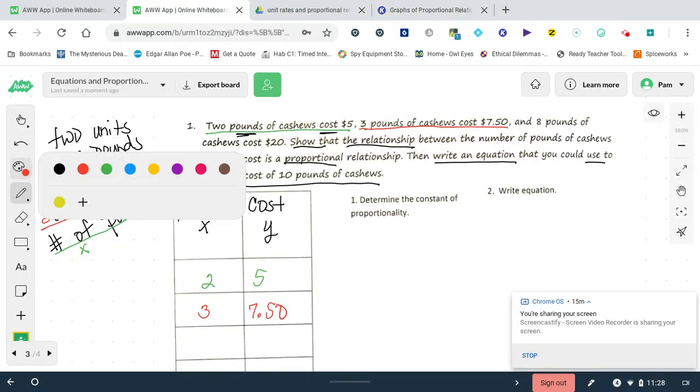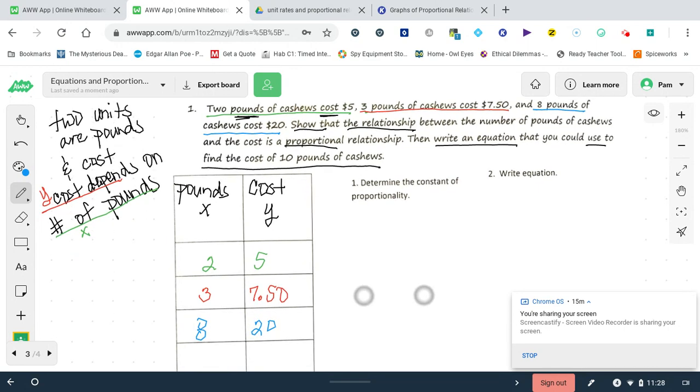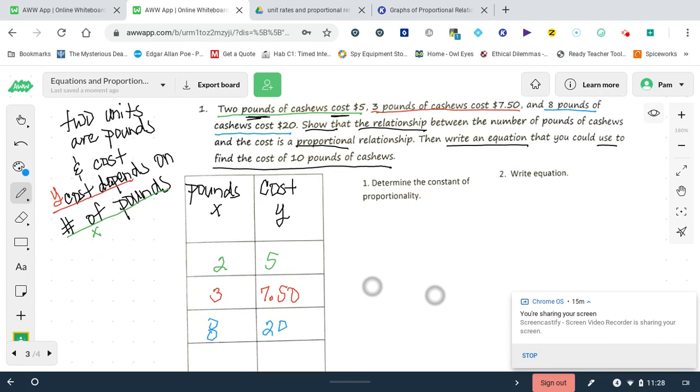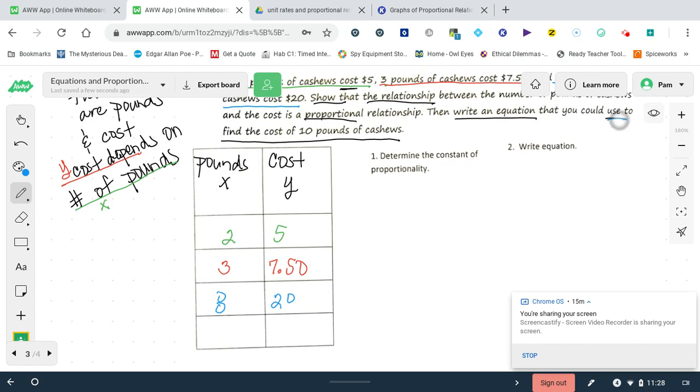And then we see that 8 pounds costs $20. And then we'll fill out the last part in just a little bit. We've got one more part, because it says we're going to use the equation to find the cost of 10 pounds of cashews. I'm going to go ahead and put that in. Use it to find the cost of 10 pounds of cashews.